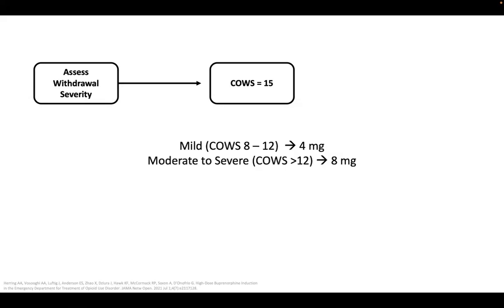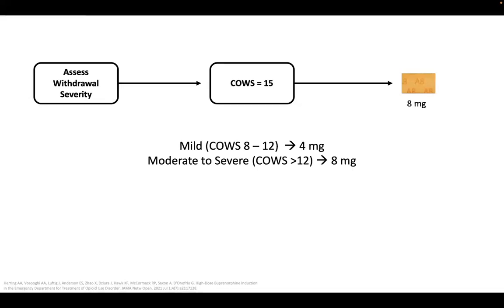The first thing we need to do is assess her withdrawal severity. We measure her COWS score, and it's 15. This is higher than 8, which is the threshold to give a dose of buprenorphine. But how do we know how much to give? We classify her withdrawal severity, aiming to give 4 milligrams for mild withdrawal and 8 milligrams for moderate to severe withdrawal. Her withdrawal is classified as moderate, so we administer 8 milligrams of buprenorphine.